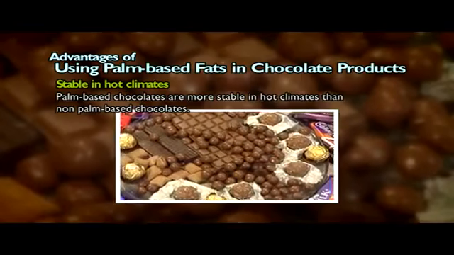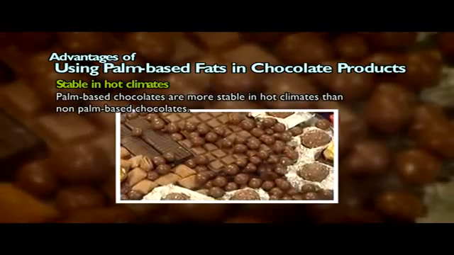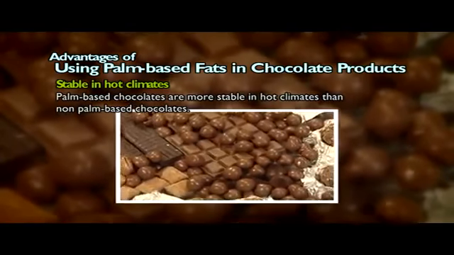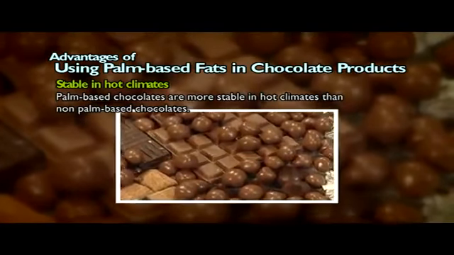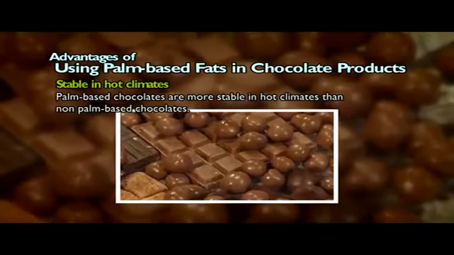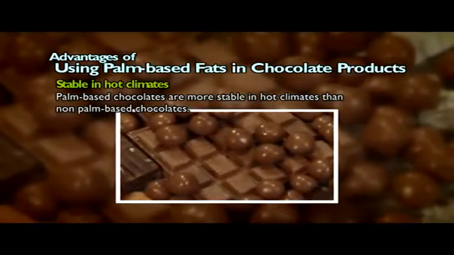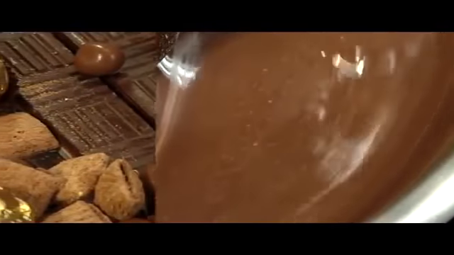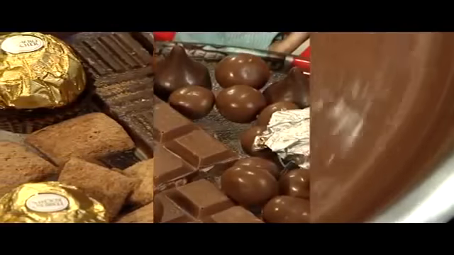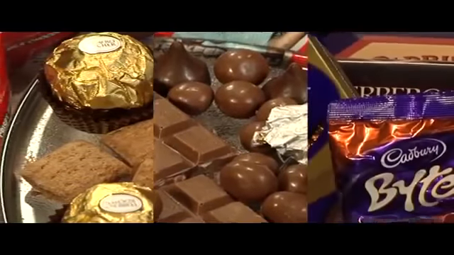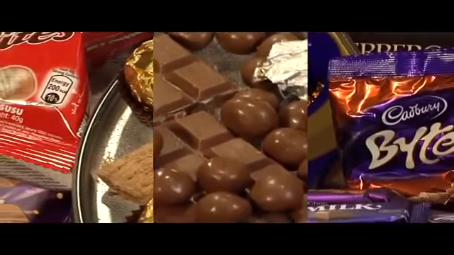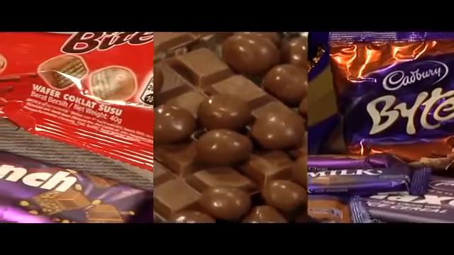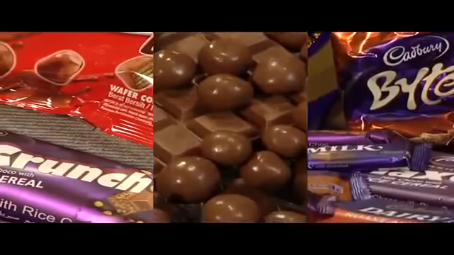Palm-based chocolates are more stable in hot climates than non-palm-based chocolates due to higher solid fat profile at increased temperatures. However, the chocolate still melts in the mouth due to the steep melting profile of the fat. Palm oil and palm kernel oil are ideal raw materials for the production of specialty fats due to their excellent physicochemical properties. They can be further modified to extend their range of utilization.